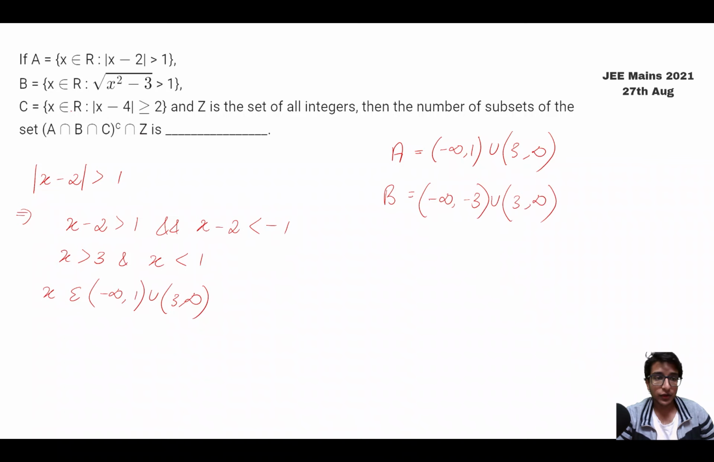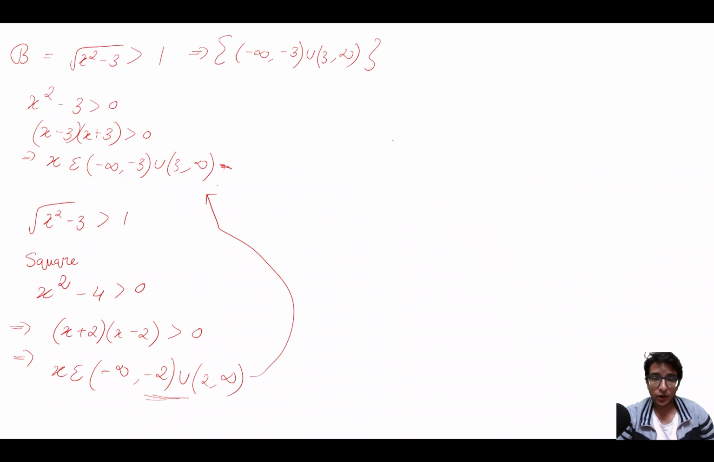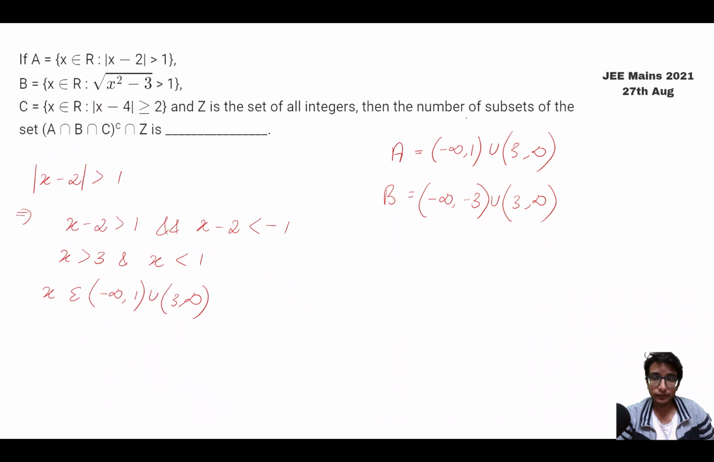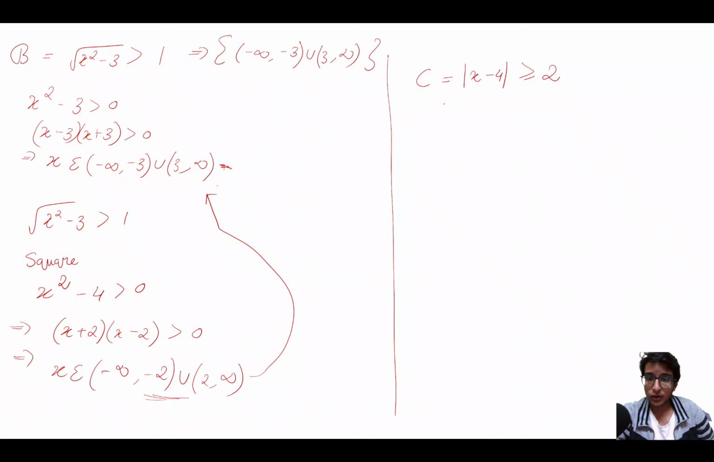Now let me solve for the other one as well. For my C set, my C set belongs from modulus x minus 4 greater than equal to 2. So how can I solve this? Again, since there is a modulus sign, it would become x minus 4 greater than equal to 2 and x minus 4 less than equals to minus 2. So from here, what do we get? X greater than equal to 6 and x less than equals to 2.